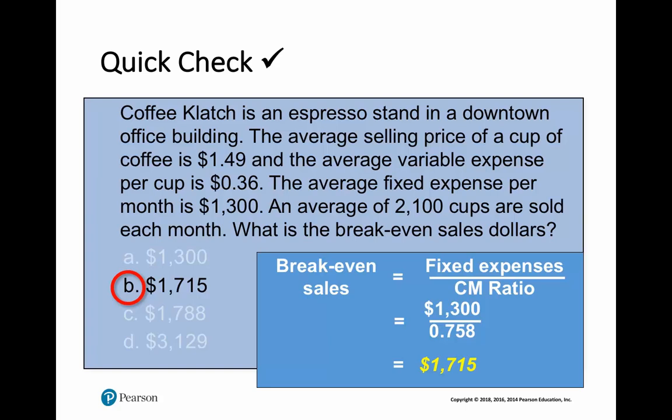The average of 2,100 cups of coffee for this particular problem was just thrown there for some extra information. We didn't necessarily need it. So that's what I was trying to tell you guys. Stay organized with these problems. Understand what you need, what you don't need. A lot of the times they're going to give you a little bit of extra information that you don't need.